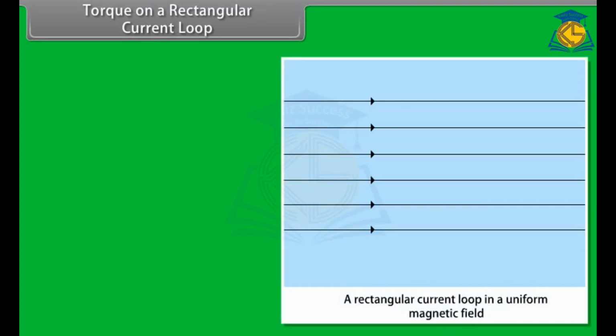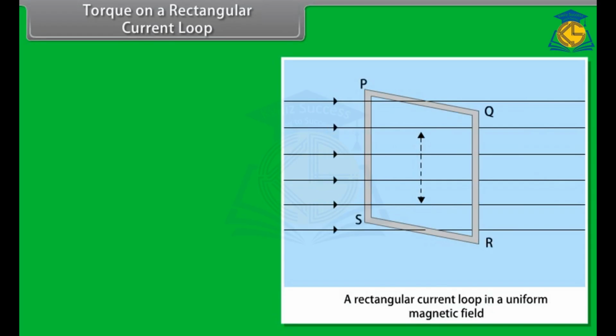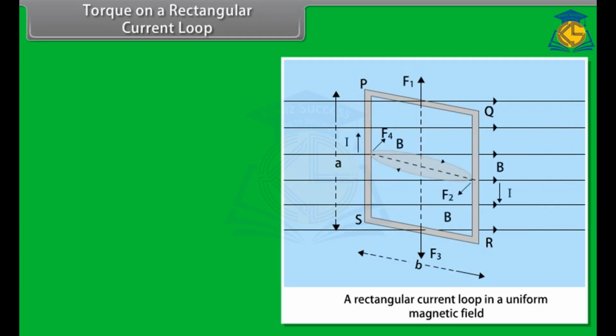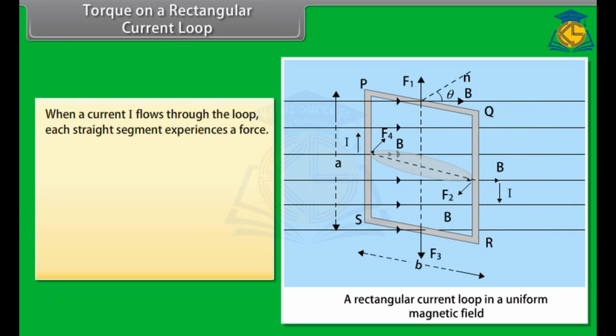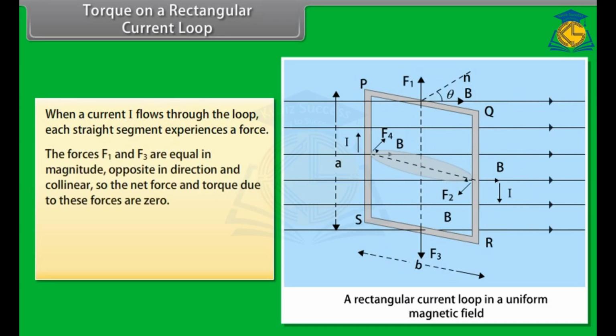Torque on a rectangular current loop. We consider a current-carrying rectangular loop PQRS of sides A and B placed in an external uniform magnetic field B. The normal to the plane of the loop makes an angle theta with B. When a current I flows through the loop, each straight segment experiences a force. The forces F1 and F3 are equal in magnitude, opposite in direction, and collinear, so the net force and torque due to these forces are zero.